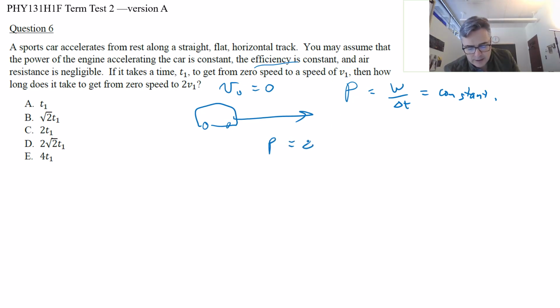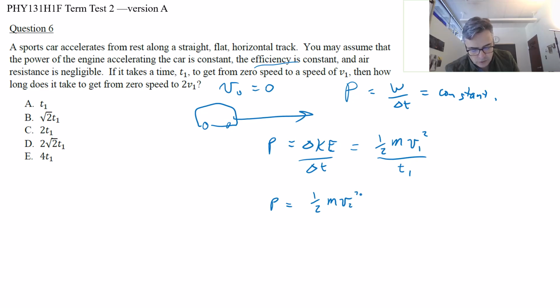So the power here, I'm going to say, is the change in kinetic energy of the car divided by that change in time. So it's going to be 1/2 m v1 squared divided by t1. It says, how long does it take to get from 0 speed to 2v1? So I would say that same power is equal to 1/2 m v2 squared over t2, and that's 2v1. So it's 1/2 m times (2v1) squared over t2.